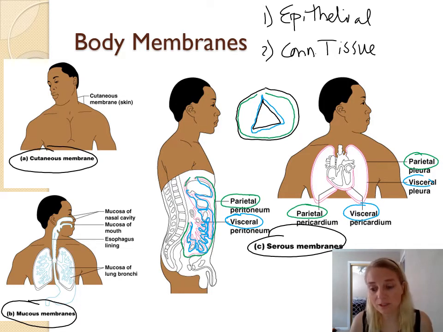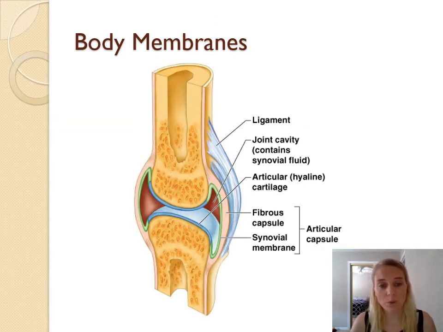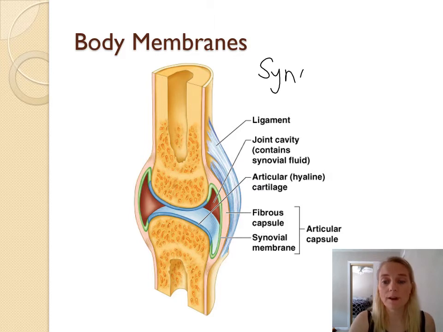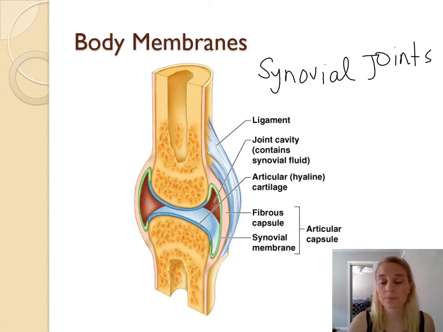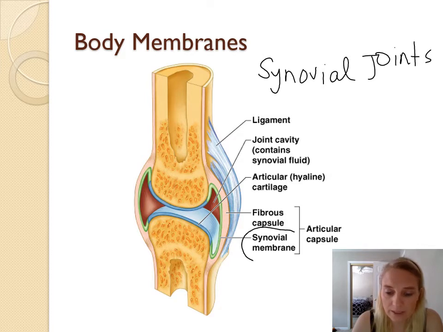That's the only difference. And you can see the same thing with your visceral pleura and your parietal pleura, visceral pericardium and parietal pericardium. All right, so those are our three: cutaneous membrane, mucous membrane, and serous membrane. The last membrane is what's called synovial. So synovial membranes are found in your synovial joints, which we'll be seeing in our skeletal system, actually in chapter 5. So the synovial membrane is this green identified layer here.